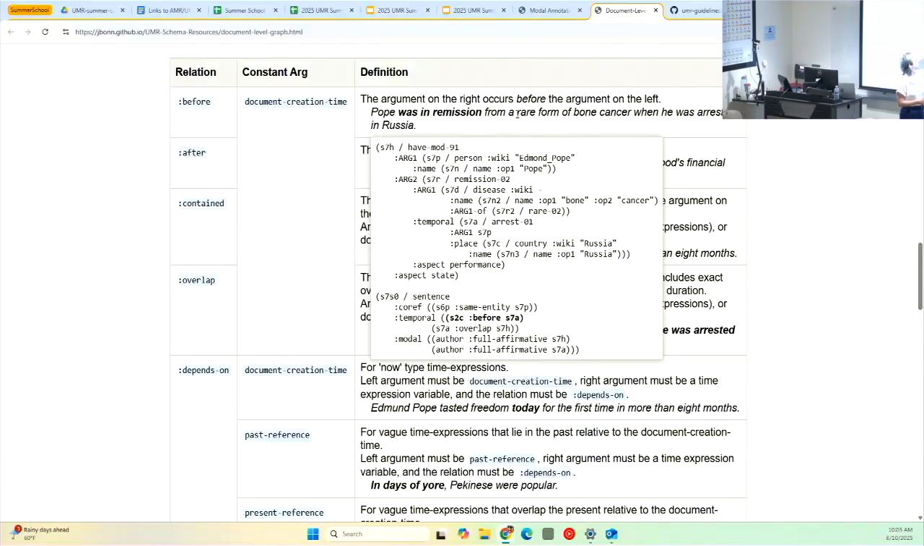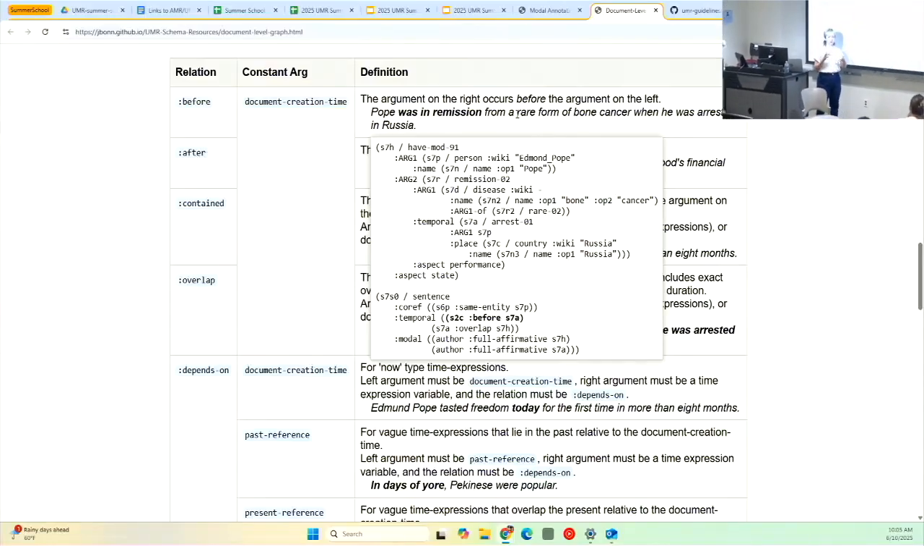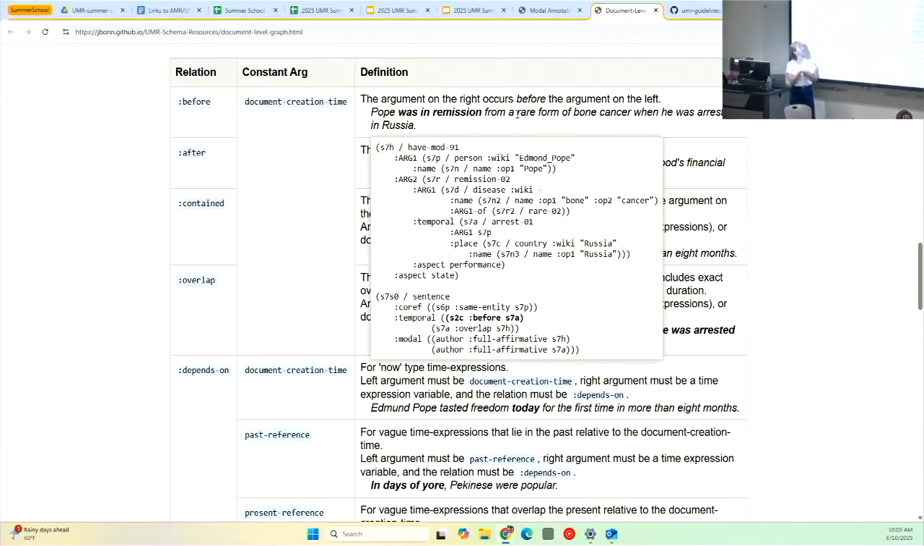So the arrest and the remission overlap. And we can't get any finer grained than that. We can't tell what direction the overlap is. All we can say is that there's overlap. To note the difference, for containment, there has to be full containment. They can't share a boundary. Overlap is any kind of overlap, including containment where they share a boundary.